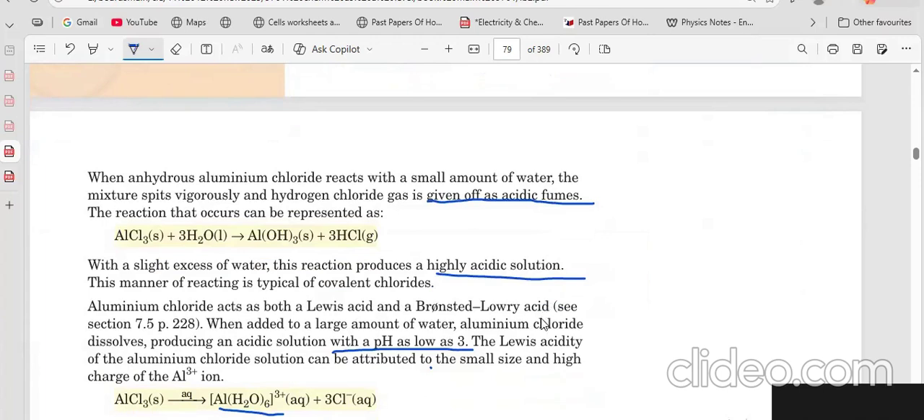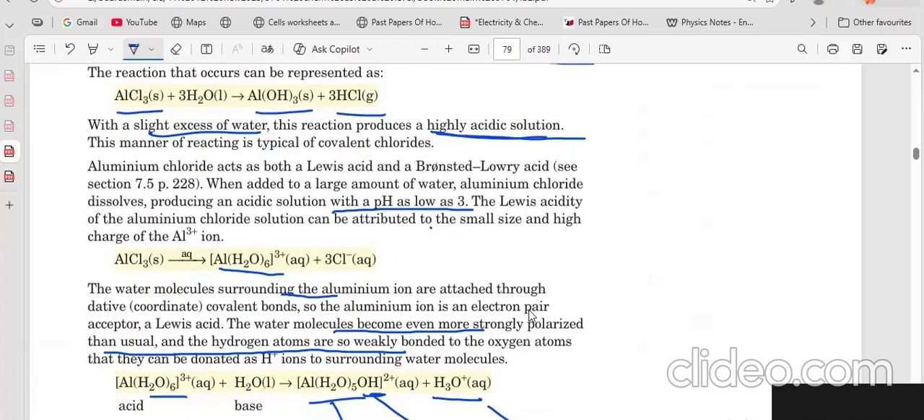But with AlCl3, if you add a small amount of water, HCl is formed. And if you add excess water, you get a highly acidic solution. What happens is first Al(OH)3 is formed if you have less water, but if you have more water, again a complex is formed. And this complex further breaks down the water molecules. It behaves like a Lewis acid, takes electrons, is electron deficient, and so it breaks down the water and takes the H plus.